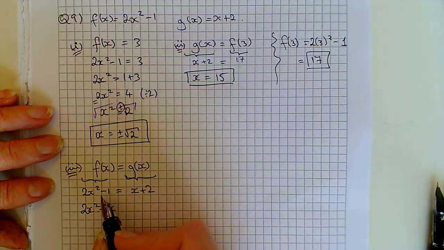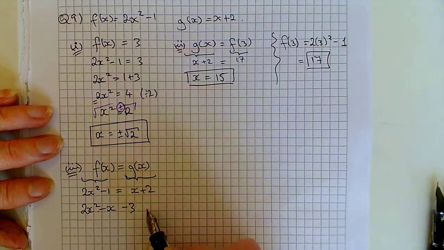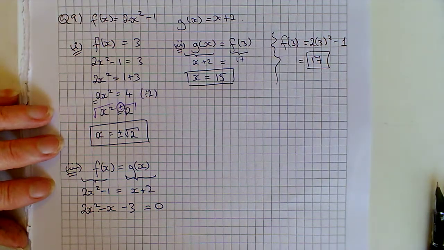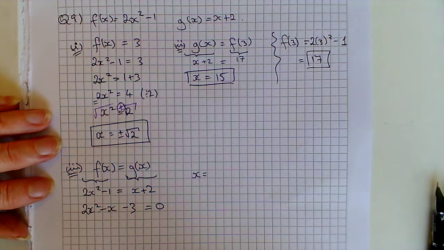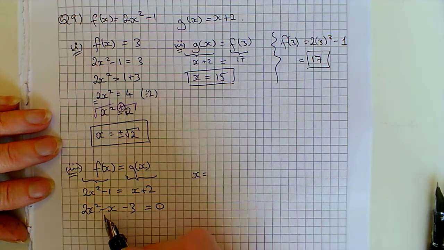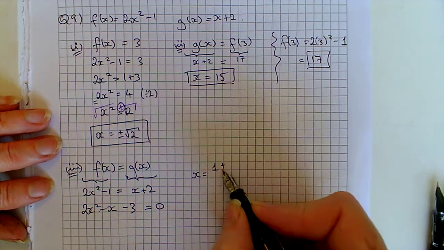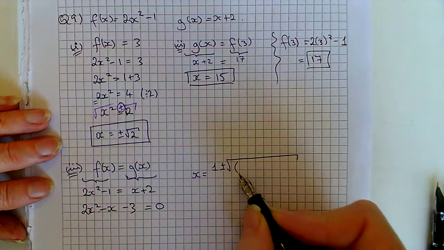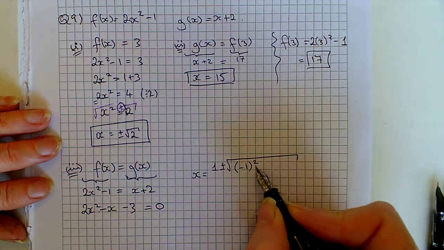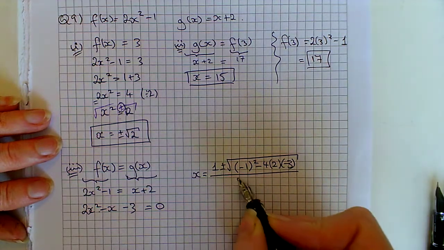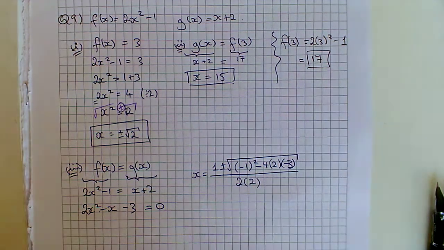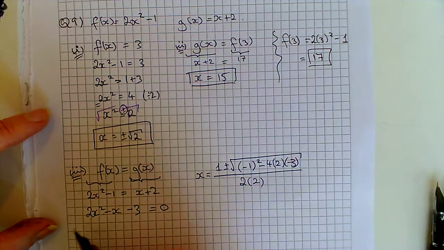2x squared minus x minus 1 minus 2 minus 3 equals 0. You can solve this whatever way you want, but I would think the easiest is to use the minus b formula. So x is minus a minus 1 minus b plus or minus the square root of b squared minus 4ac all over 2a. So where are those values coming from?